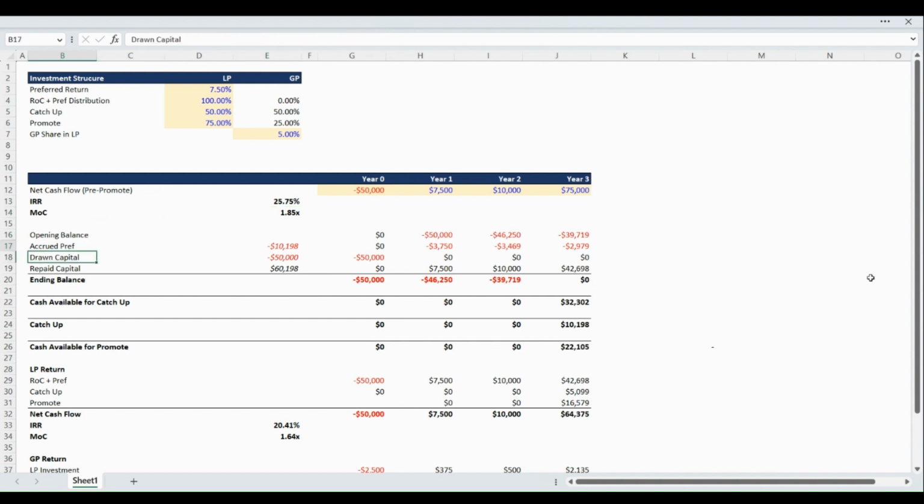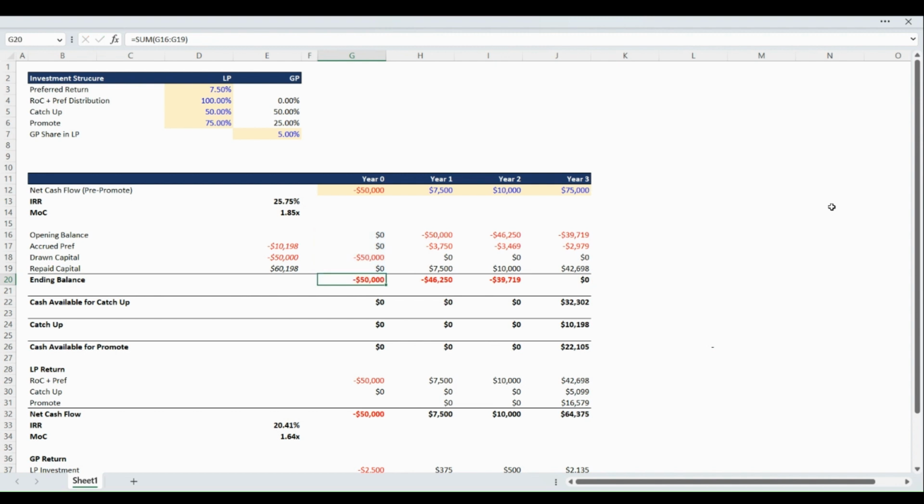The next section of the model uses the inputs from the investment structure to calculate the return of capital and preferred return tier. To walk through the schedule and calculations, the opening balance is always equal to the prior period ending balance. The accrued preferred return is calculated as the product of the opening balance multiplied by the preferred return percentage. Thinking through this calculation within this model, the preferred return is calculated on drawn capital and not committed capital, and drawn capital can be reduced if there is positive operating cash flow.